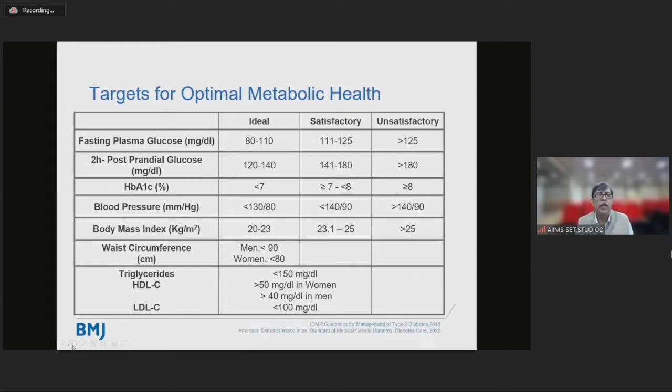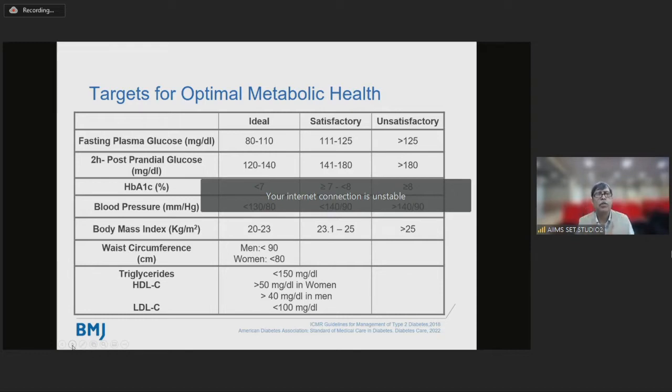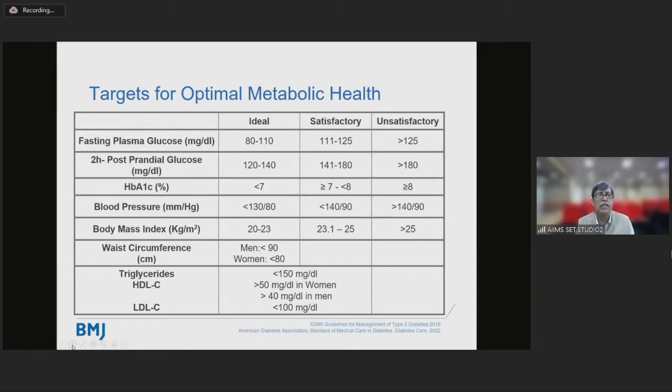Now, when you have a person, it's important for the discussion to be had about what their target of control should be. And that's something which they should be communicated. And I often tell my patients, print this out and put it in a place where you can see it, because you need to know if you are deviating from these targets. And as you can see from this slide, we are not talking only of glucose targets out here. We talk of blood pressure, weight, waist, and lipid control also.